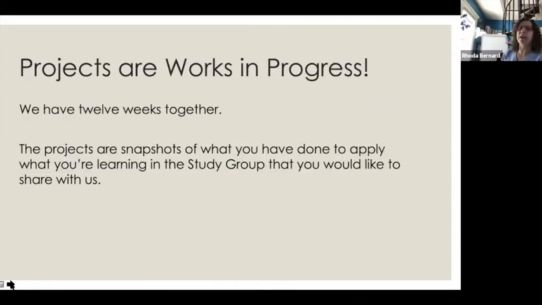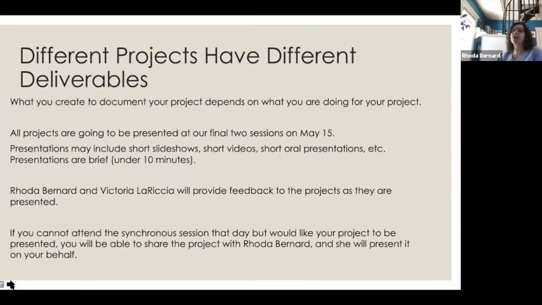The big important headline is that projects are works in progress. We have 12 weeks together. It is absolutely unrealistic to expect a fully formed, tied on a bow, neat, perfect project in 12 weeks' time. We know this. So what it is more is, here's something that I'm adapting or I'm moving into my practice. Here's where I am with it now, the snapshot of where it is in progress, right? And you may be able to talk about your plans for the future with it, but we're expecting the project to really be a snapshot. Depending on what the project is, will depend on what the deliverable looks like. What you create to document your project depends on what the project is.